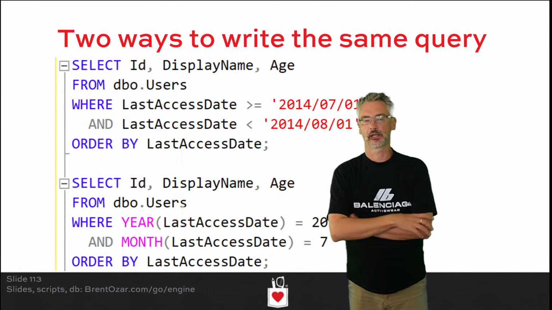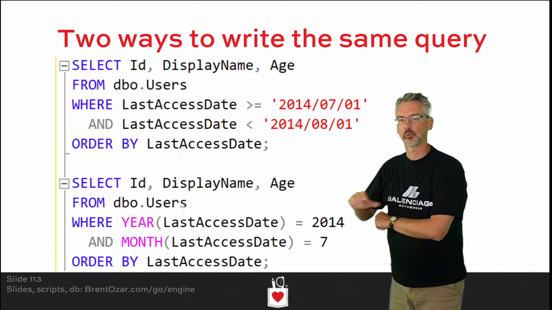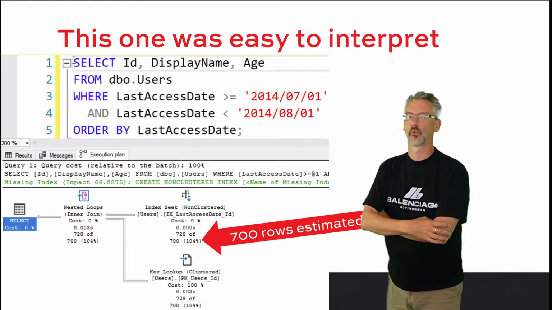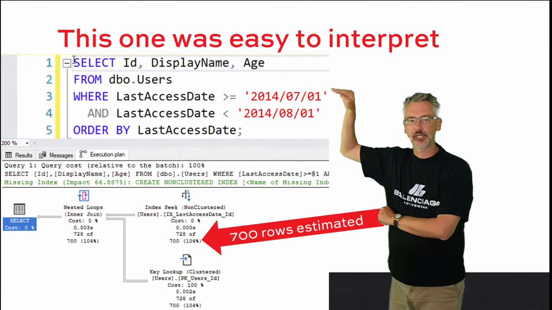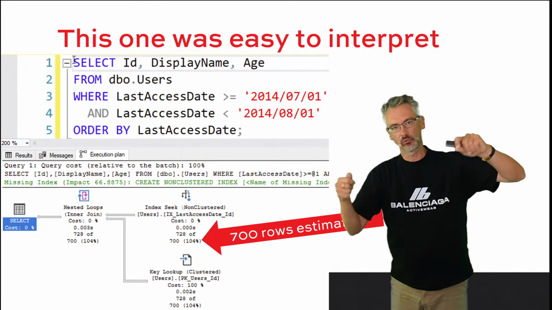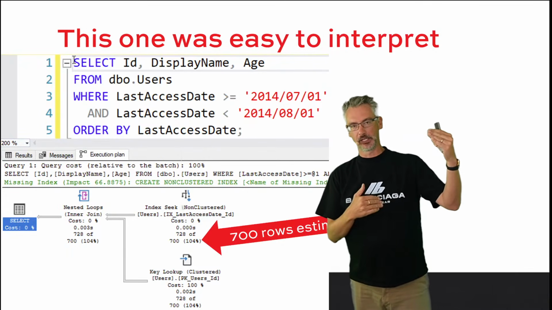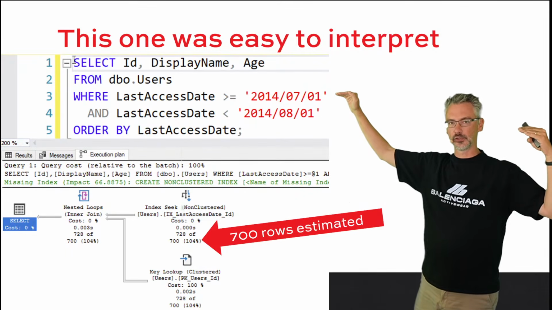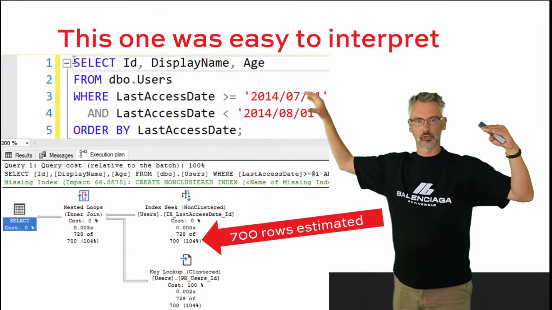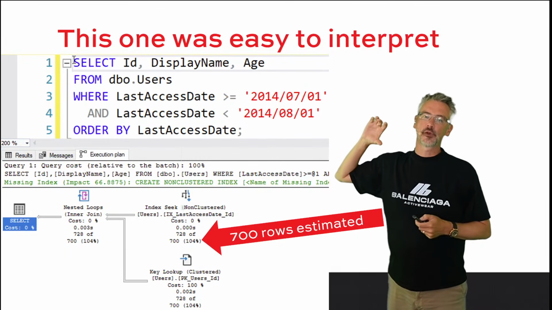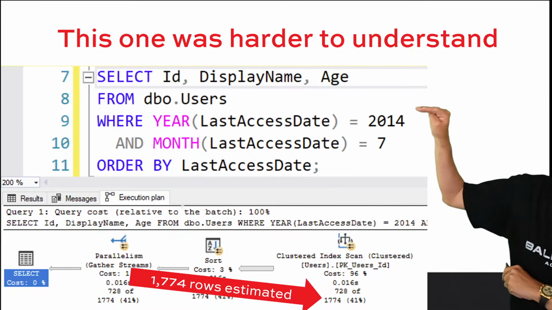I'm going to go back a slide and show you the queries again. This one used the index. This one did a table scan. So why? This one was really easy to interpret. SQL Server could look at these. They are literals. There are literal strings in here where SQL Server said, right, I'm going to pop open the histogram. I'm going to dive into July the 1st, and I'm going to read until I hit August the 1st. I'm going to know exactly how many rows are going to come up. But for the one that's on a function, for the one that's on year and month.